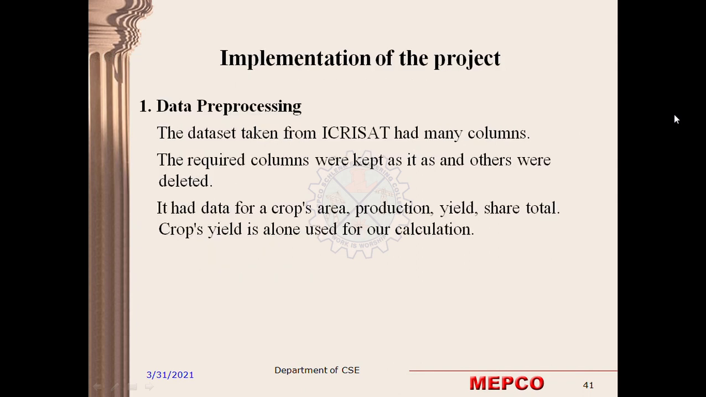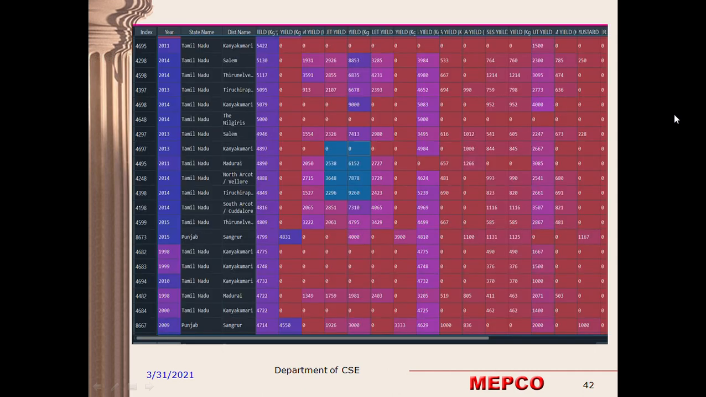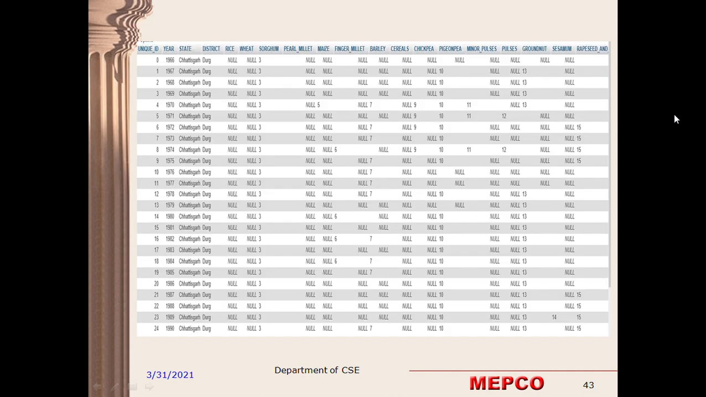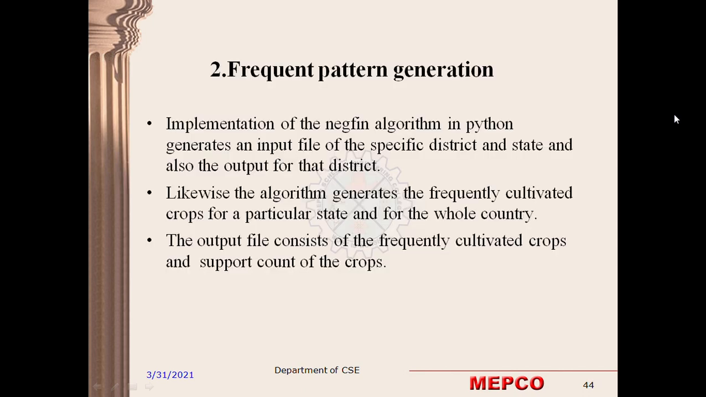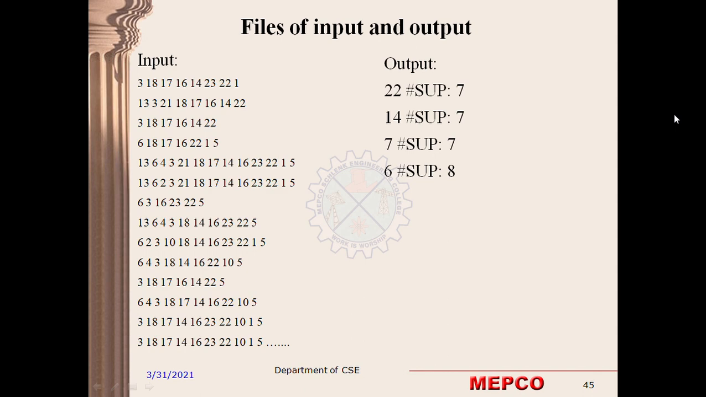Implementation of the project. This is the raw data which is taken from ICRISAT, and after pre-processing it will look like this. This is the second module, frequent pattern generation. The input and output files of Necfin look like this.